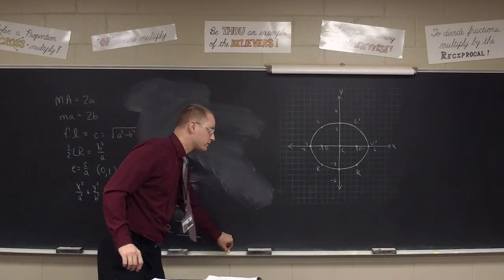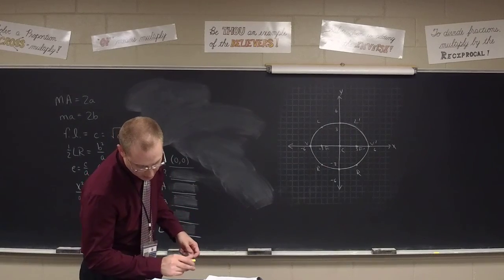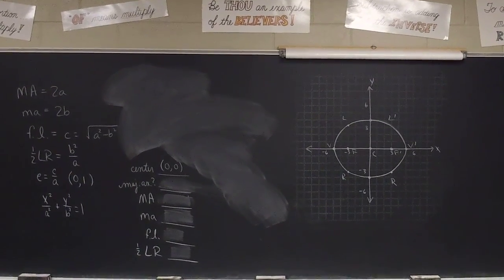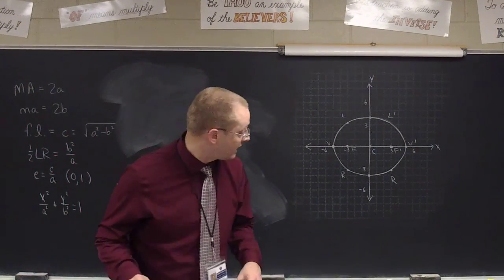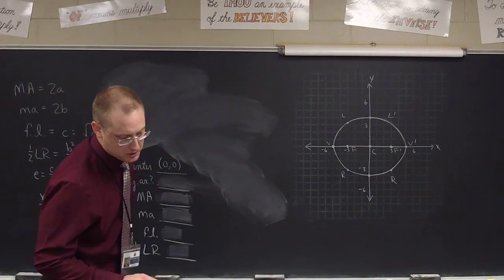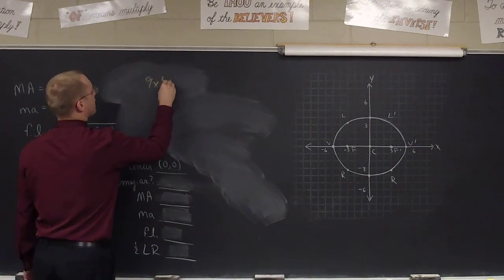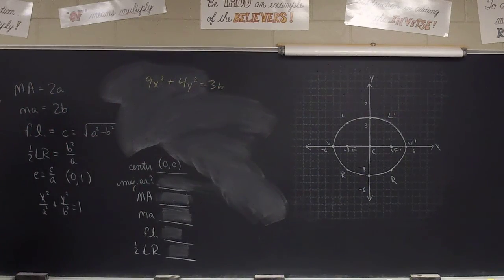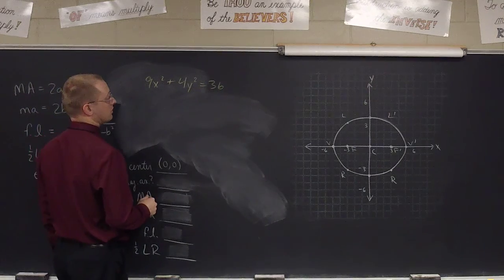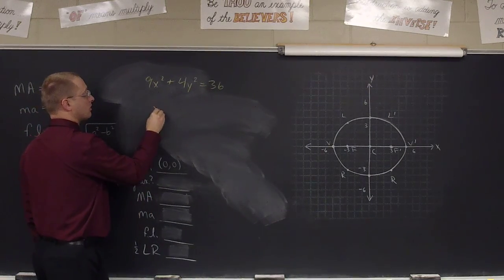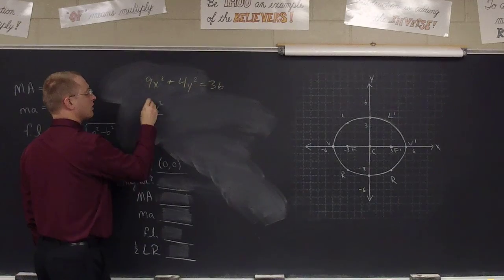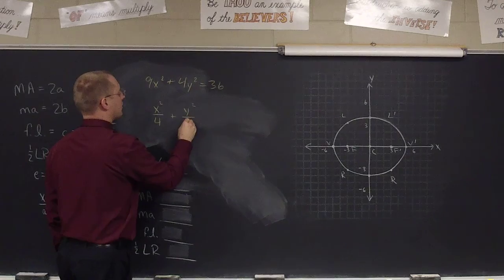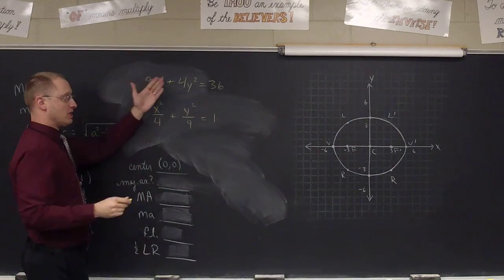We'll go with yellow on this one for contrast. Let me zoom in just a little bit. All right, letter G. We have 9x squared plus 4y squared equals 36. So x squared over 4 plus y squared over 9 equals 1. There we go. We're going to divide 36 from everything.